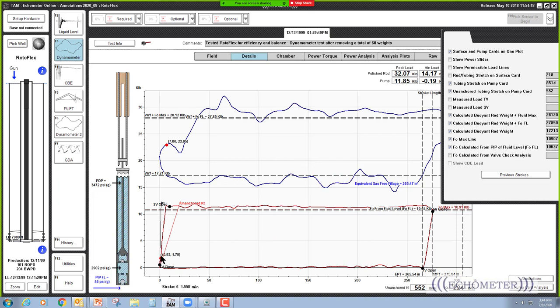Does everybody see this? This black line is if it's anchored, no slippage. The red line is no slippage, unanchored. And so this line is to the left of the unanchored line. It is anchored, and the tubing is not moving. It's just slippage past the plunger that causes the pump card to lean over a little bit. All right.